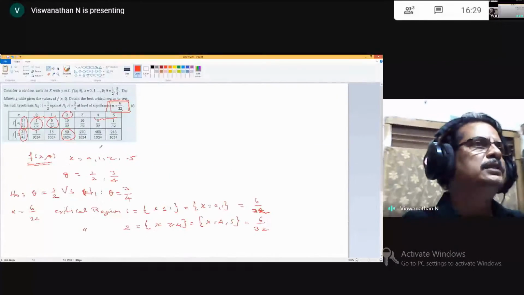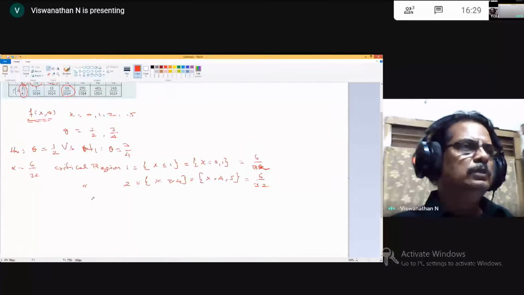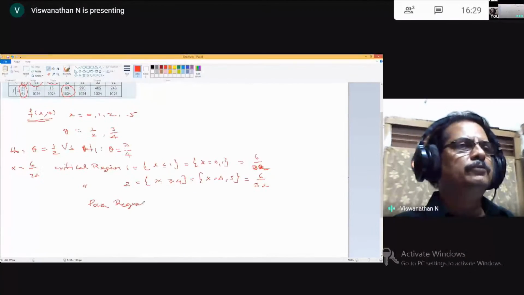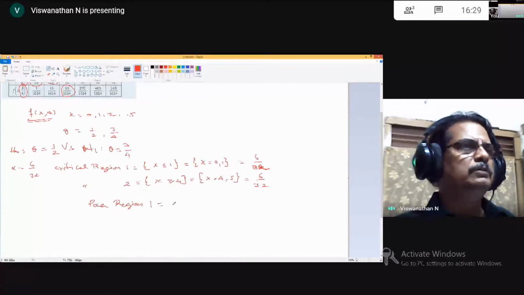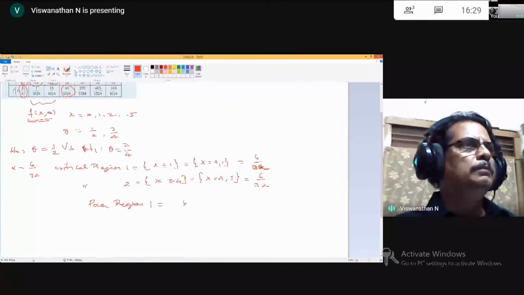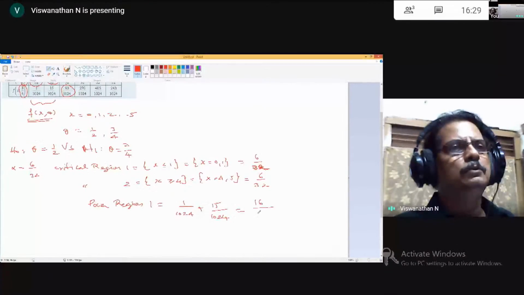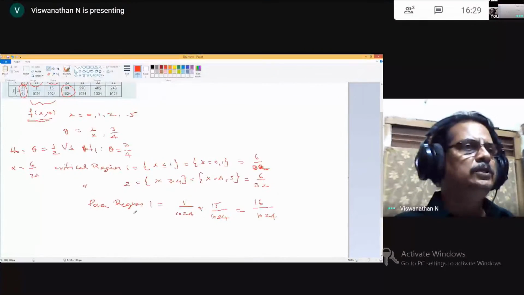But what is said is we should have the best critical region. That means among these two regions, which has the maximum power. So now let us see the power of region 1. Under the alternate hypothesis, this is 1 by 1024 plus 15 by 1024, which is equal to 16 by 1024. This is the power of region 1.